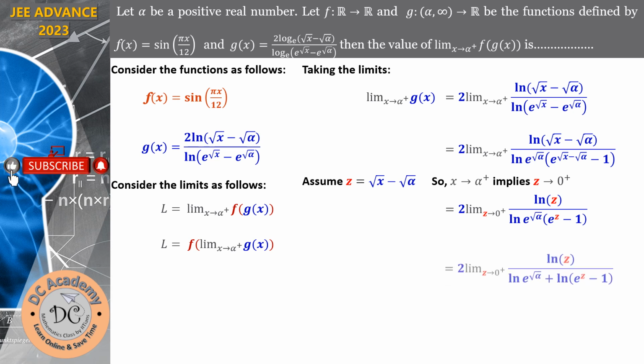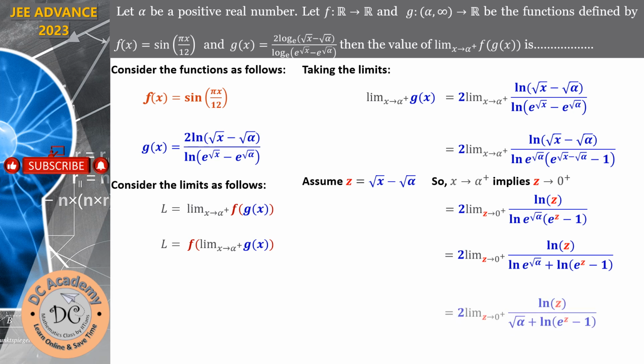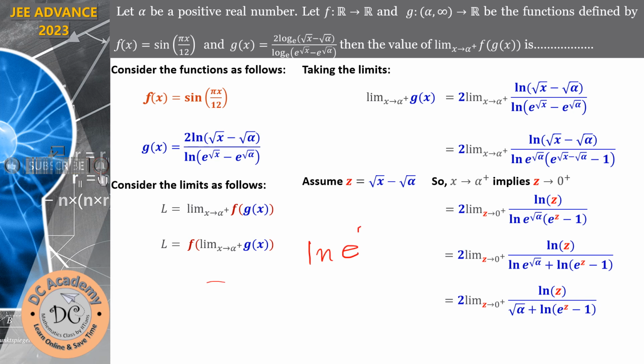Now we can use the properties of the log, that log ab equals log a plus log b, and rewrite the denominator as ln of e to the power root alpha plus ln of e to the power z minus 1. Obviously, log of e to the power root alpha will be square root of alpha. That's the basic property, right? Like we know log of e to the power of anything will be that same thing, so using that property, we can easily rewrite.